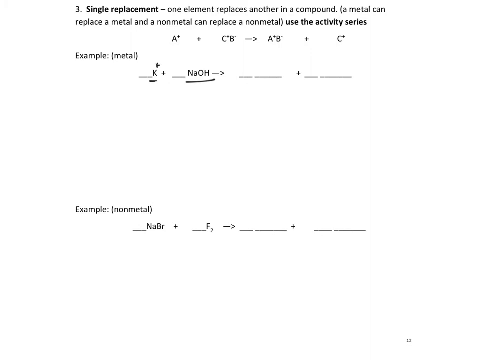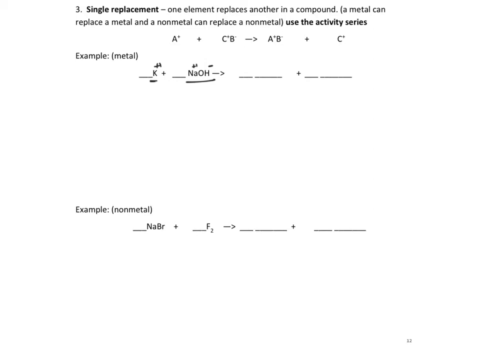Potassium has a +1 charge, so it's trying to find something negative to join it because you need a positive with a negative here. And sodium, if you look at the periodic table, is also positive. So potassium does not want to get with sodium because it's also positive. 2 positives don't form compounds. But hydroxide, OH, is negative. So potassium is going to want to get with hydroxide, the negative.